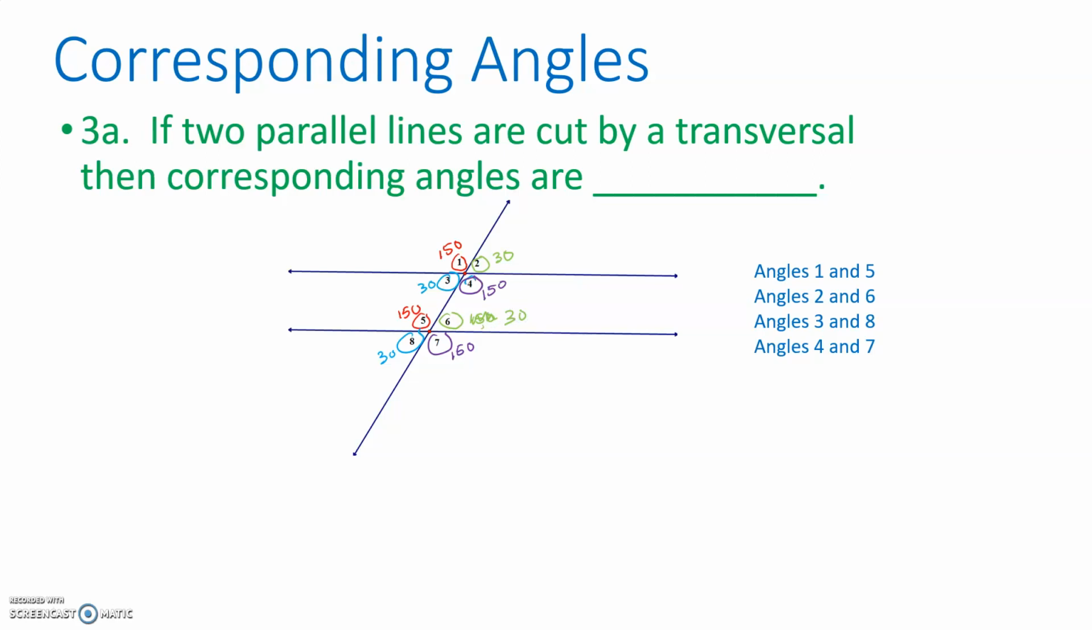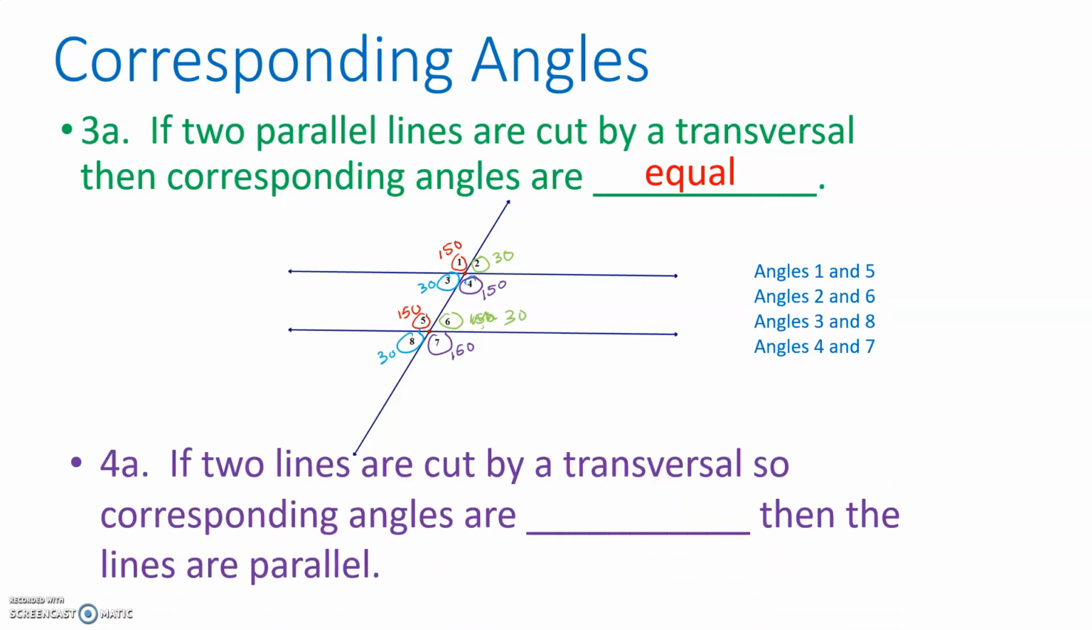Okay, so now look at this. The red ones are corresponding angles, they're both 150. The green ones are corresponding angles, they're both 30. The blue ones are both corresponding angles, they are both 30. And the purple ones are corresponding angles, and they are 150. So therefore, if two parallel lines are cut by a transversal, then corresponding angles are equal. If two lines are cut by a transversal so that corresponding angles are equal, then the lines are parallel. So that's the converse of this.